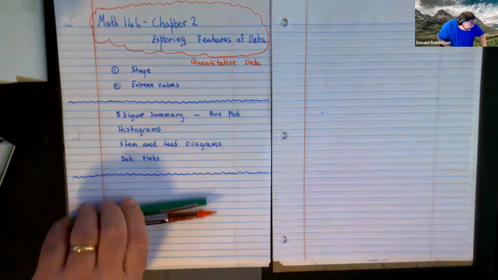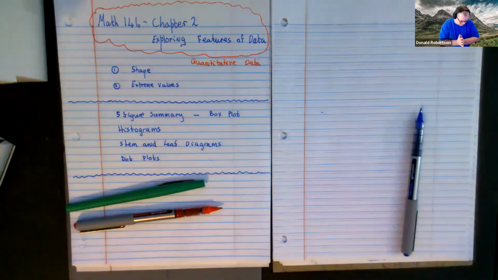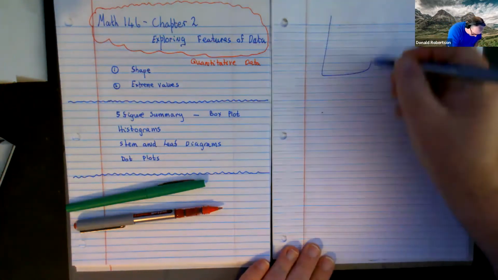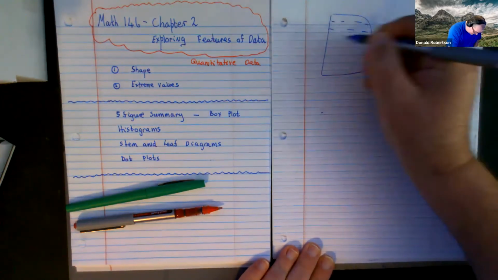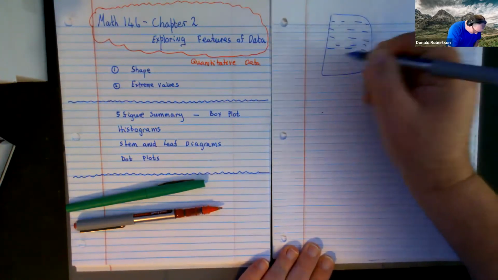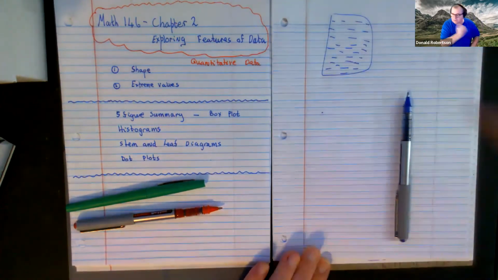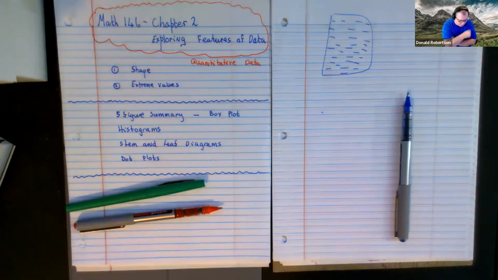Imagine you've collected your data, and we're talking quantitative data here, numerical data. So you've found out the ages of 100 people. Can you imagine what that would look like? It'd be a big piece of paper with 100 people's ages on it.